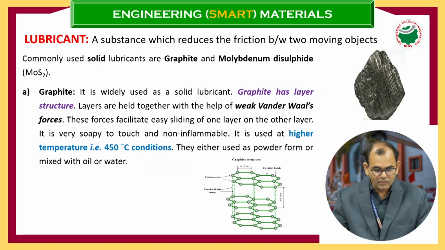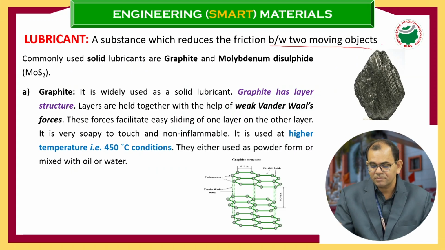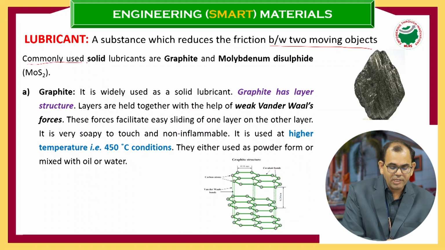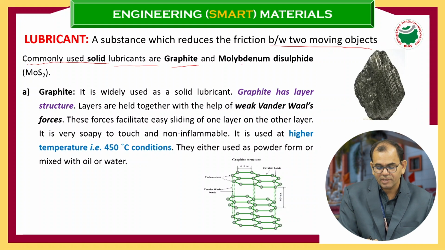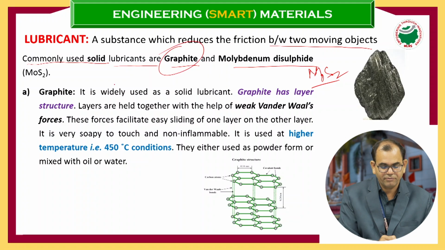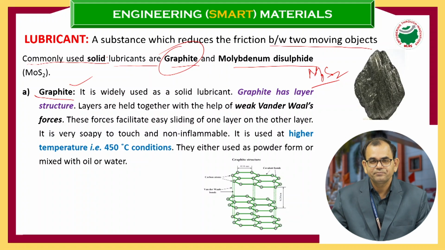Okay, now a substance which reduces the friction between two moving objects is nothing but a lubricant. From the beginning we are talking about it. Commonly used solid lubricants are graphite and molybdenum disulfide. Let us see something in detail about graphite. What is graphite?